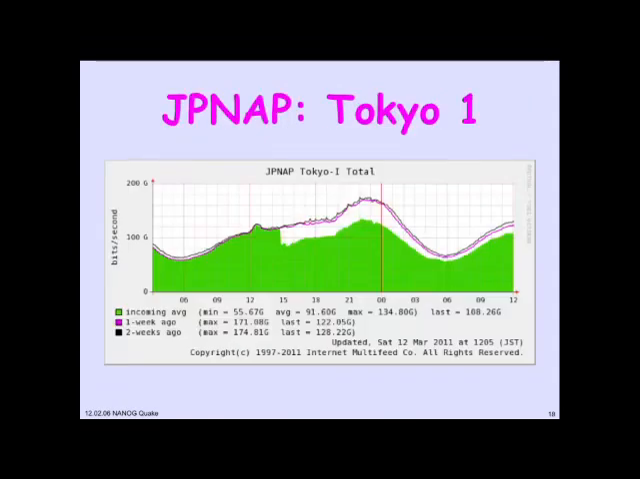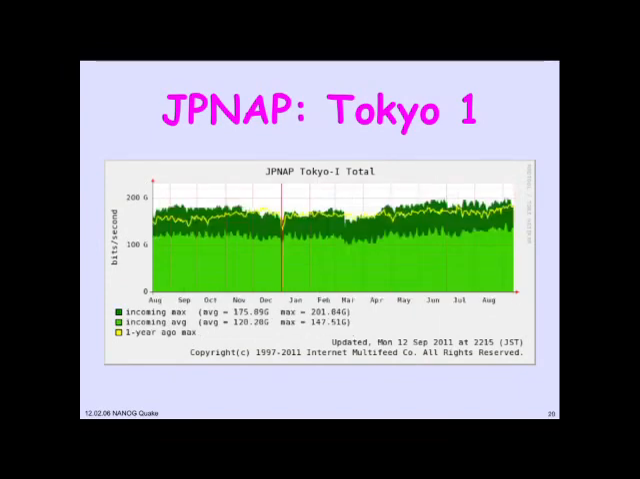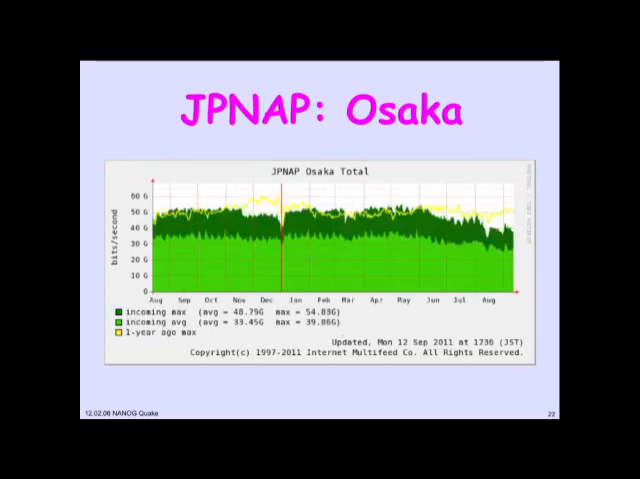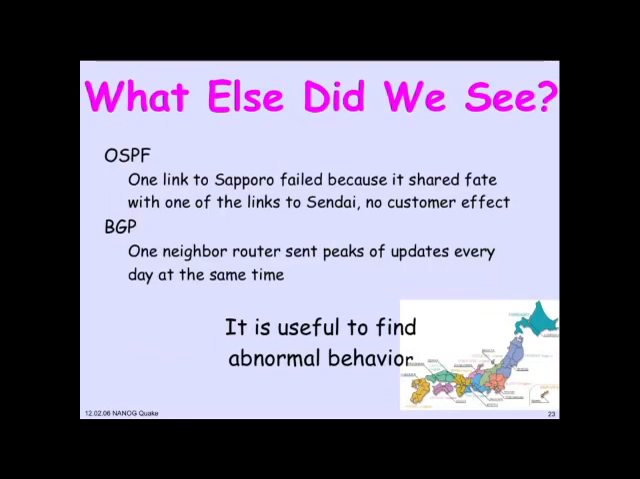Here's some information from JPNAP, and we look at their load. Here's a Tokyo one. Here's Osaka. You see the hit, nothing exciting, just a traffic loss. Same story. What else did we see? We saw one link past Sendai all the way up to Sapporo, on the island up on the north end, Hokkaido, went down because of shared fate, same duct as Sendai. But there were other links, no customer effect.